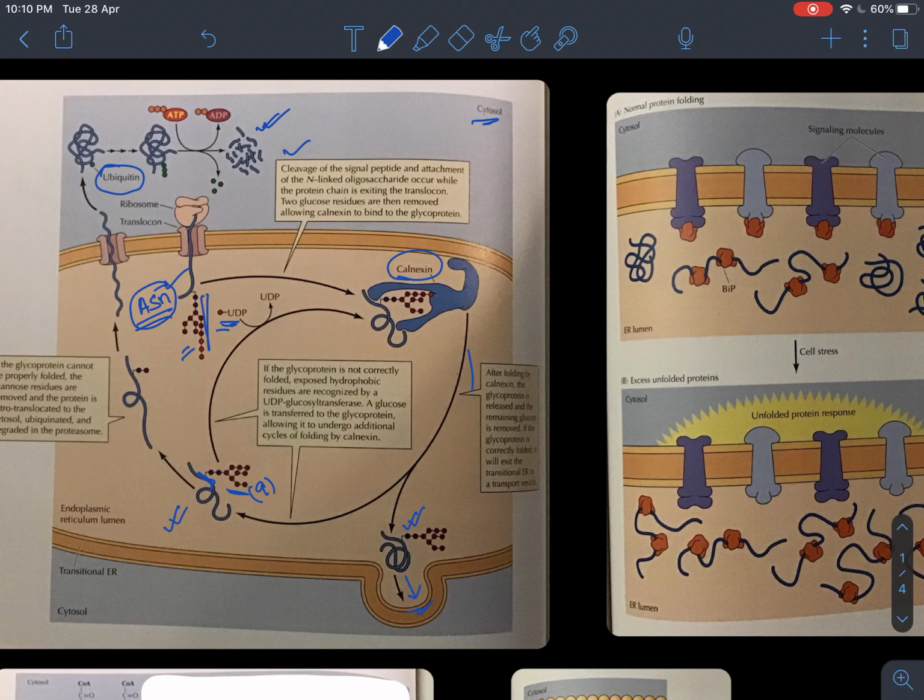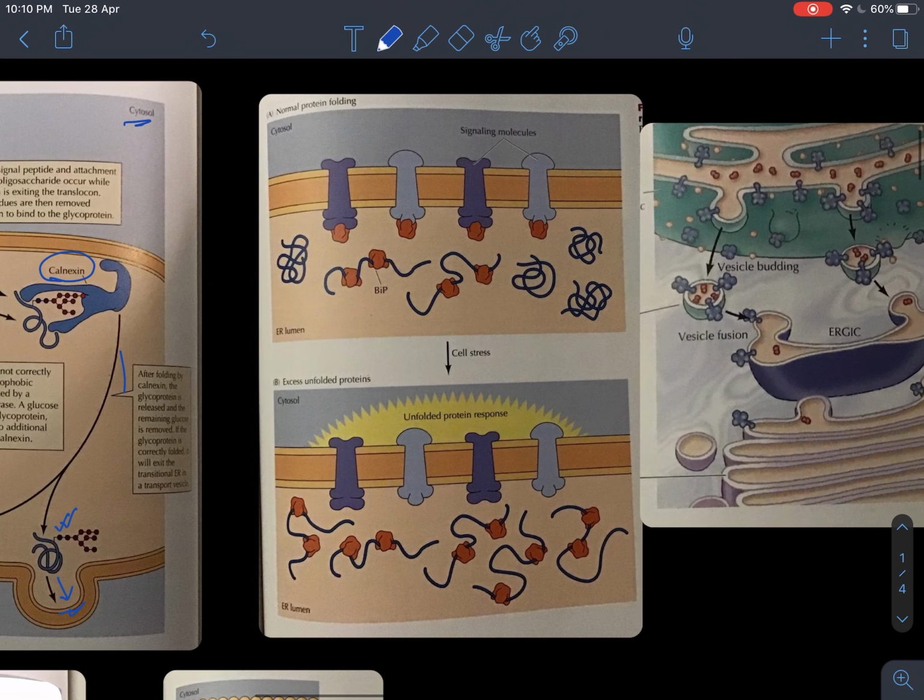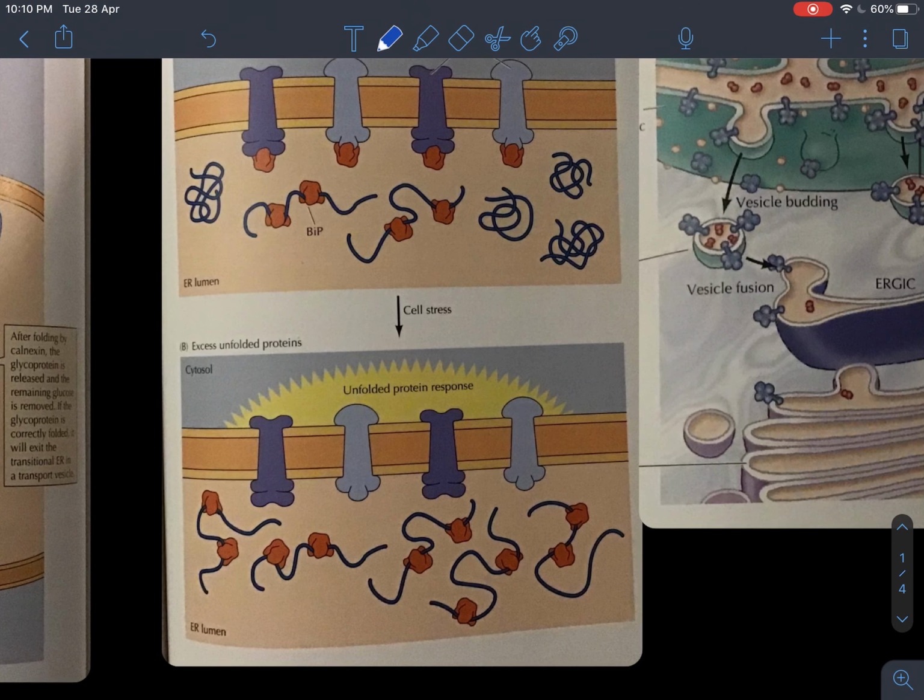But if it is still not folded correctly or unfolded, then all these mannose residues will be removed, and then it will be translocated back to the cytosol where there will be polyubiquitination of this protein, and so it will enter into the 26S proteasome and will be degraded. Since this ubiquitination and polyubiquitination is ATP dependent, one ATP will be converted into ADP. But what happens in case of unfolded protein?